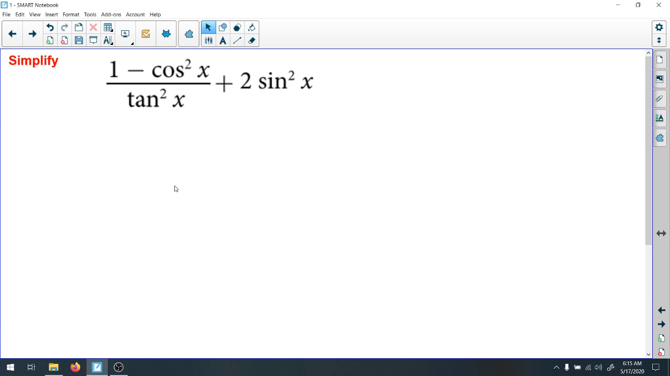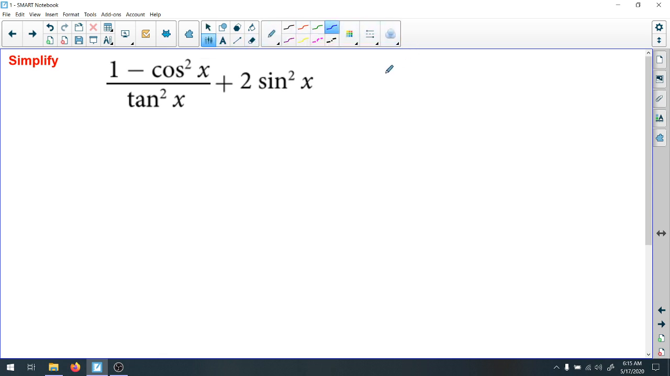Another example for simplifying using trigonometric identities. Here we have 1 minus cosine square x over tangent square x plus 2 sine square x, and we need to simplify. So please, if you see 1 minus cosine square x, close your eyes and replace it with sine square. And I'll tell you why.